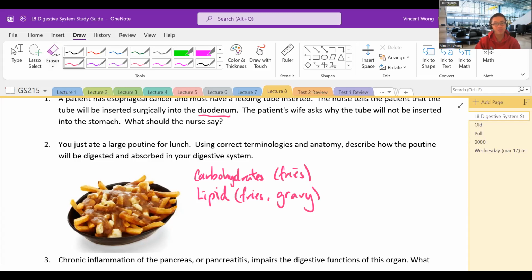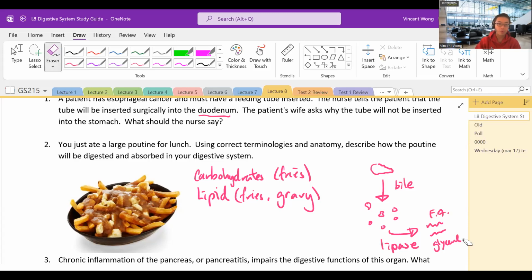Okay, so all these lipids are not going to be digested until you get all the way to the duodenum, right? So you will have this big glob of lipid, and then you would have the bile from the gallbladder that breaks it into little droplets. And then you would have the lipase from the pancreatic juice that would actually break it down into fatty acids and glycerol, right? So it's a two-step process.